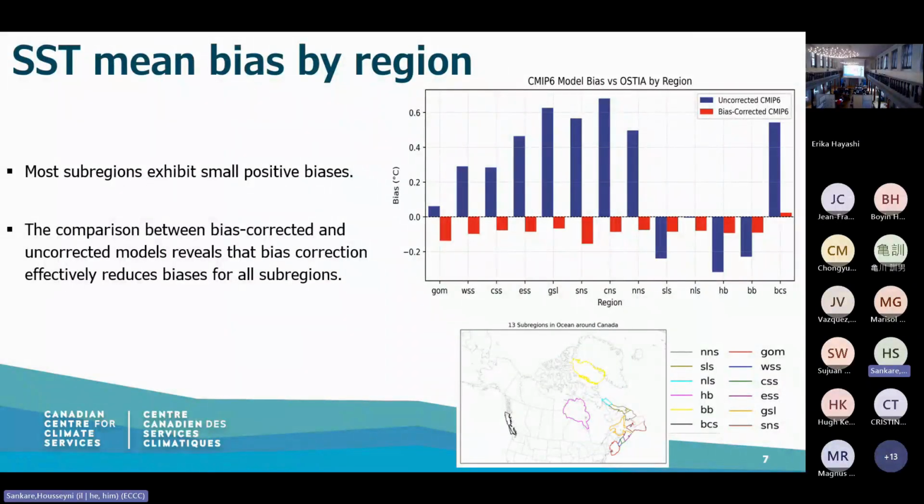Across most subregions, the unadjusted model shows a small but consistent positive bias, indicating a general tendency to overestimate SST compared to the OSIA data. Once we apply the bias correction, the bias is significantly reduced, which demonstrates that the bias correction method is effective in improving the alignment of model SST with observed conditions across diverse oceanic regions.